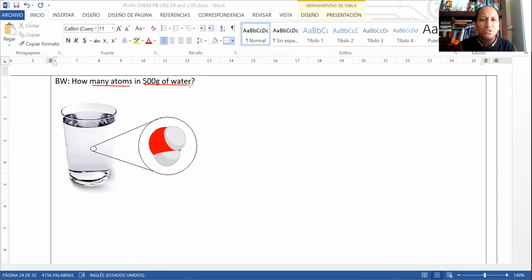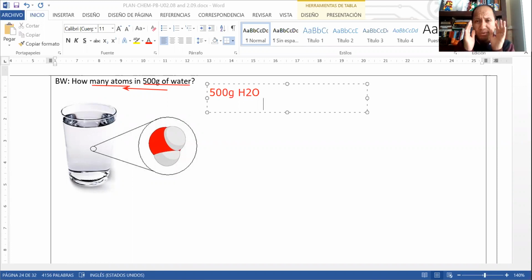So basically what we're going to do is just move the arrow from 500 grams of water to atoms, to the total number of atoms. So what are you going to do in the first place? You're going to start writing what you've got. You have 500 grams of H2O, and then you must convert the 500 grams, as always, to moles. In the lower part, you should put grams of water in order to cancel, because whenever you use conversion factors, you must use fractions.